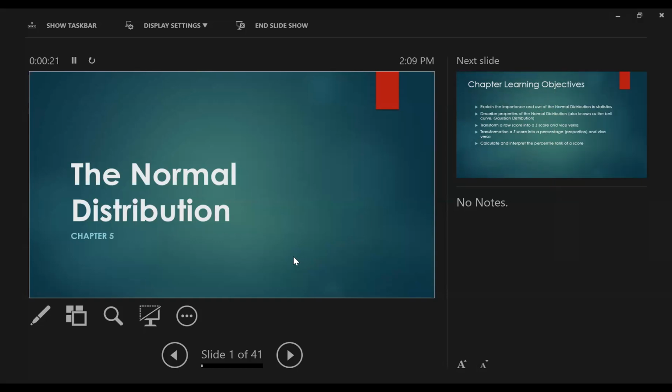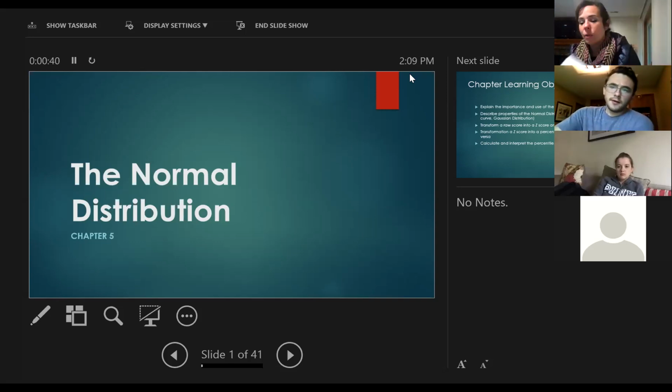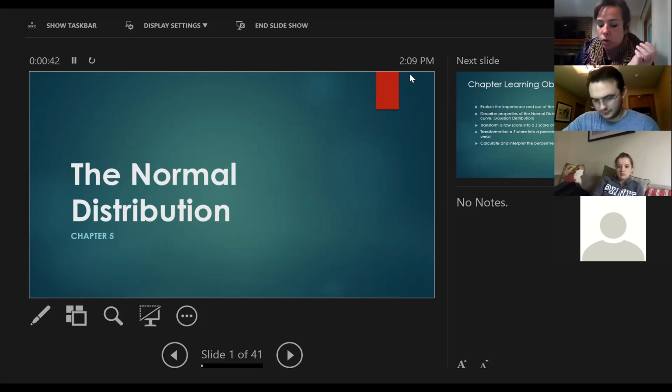So today we're going to be talking about the normal distribution. Now we've talked about the normal curve, right? That looked more like something like this, right? Like a normal bell curve. So here, let me do this so we can see what it looks like. That's a normal curve. Now we're going to talk specifically about a normal distribution.